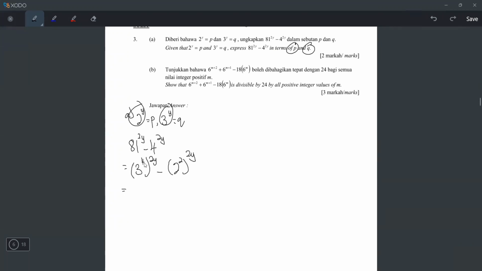And remember, if the powers are side by side like this, you have to times. 4 times 2y is 8y. And then 2 times 2y is 4y. So it becomes 2 times 2y is 4y, like this. But it still doesn't have p and q.